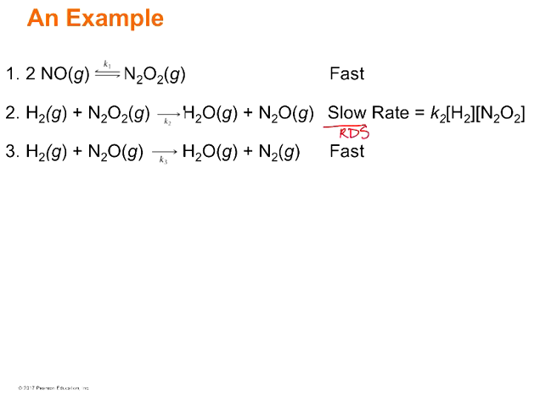So again, our slow step is occurring after a fast step, which is going to cause some complications, which we'll talk about in a second. And then in our last step, we have hydrogen again reacting with N2O to produce H2O and nitrogen. So that is another fast step.